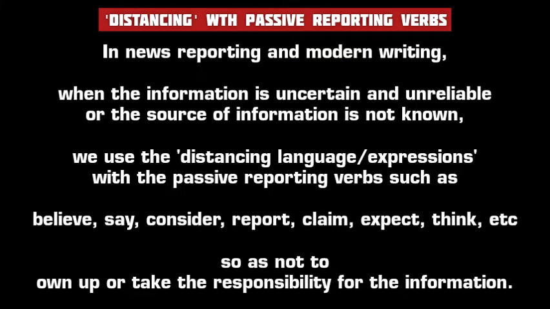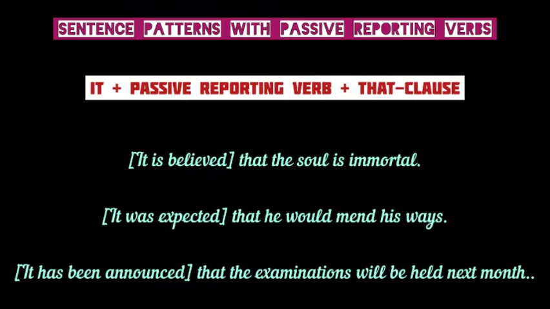We use the passive voice of reporting verbs such as believe, say, consider, report, claim, expect, think, etc. very commonly as a distancing technique. In English grammar, there are three sentence patterns of passive reporting verbs for distancing. Number 1, it plus passive reporting verb plus that plus clause. In this pattern, the sentence begins with the pronoun it followed by the passive reporting verb and then comes the that clause.